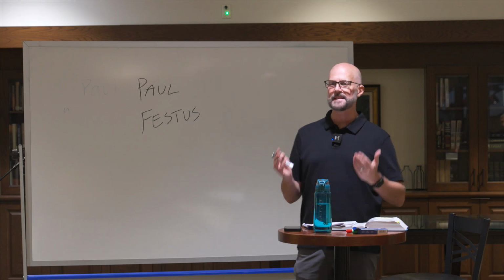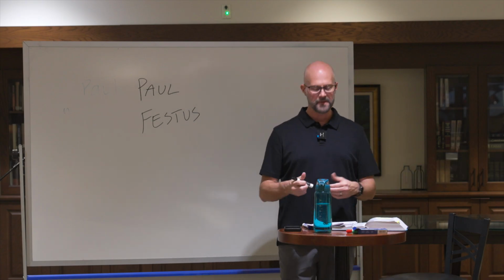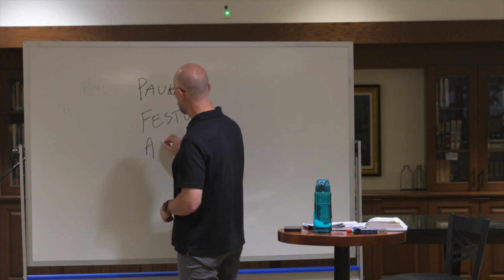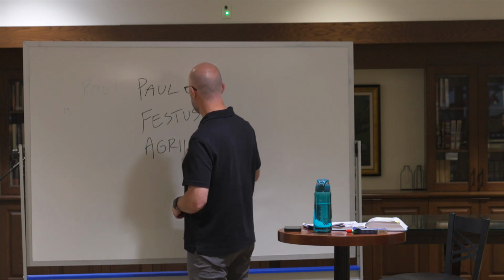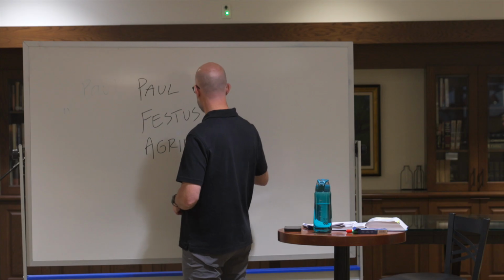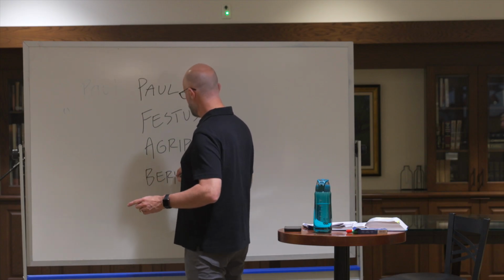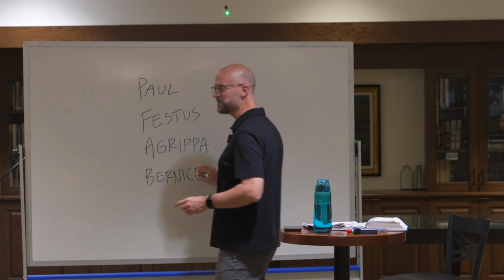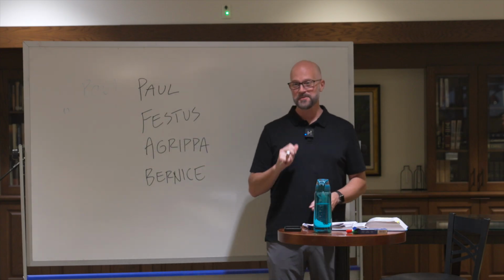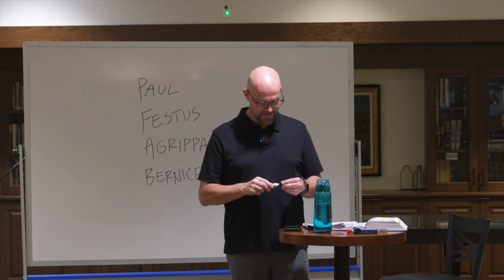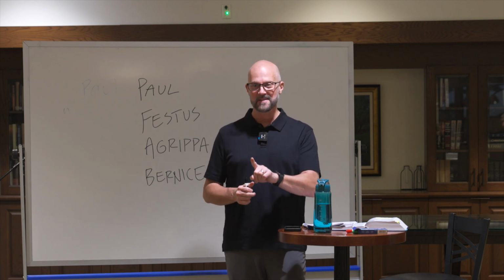So this is basically Agrippa comes on the scene, so a new character, Agrippa, and someone else. Who's the other person with Agrippa? Bernice. Is that his wife? Great question. I'm glad you asked. I hope you're ready for the answer. We'll get there in just a second.